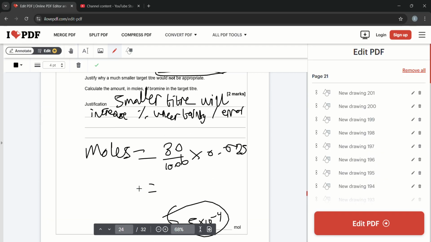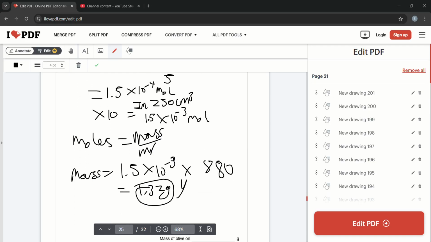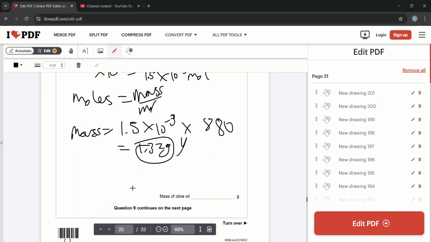And we know olive oil contains 85% of Y by mass. So all we need to do now is do this answer times 100 divided by 85, which will give me 1.55, which is the final answer, 1.55 grams.